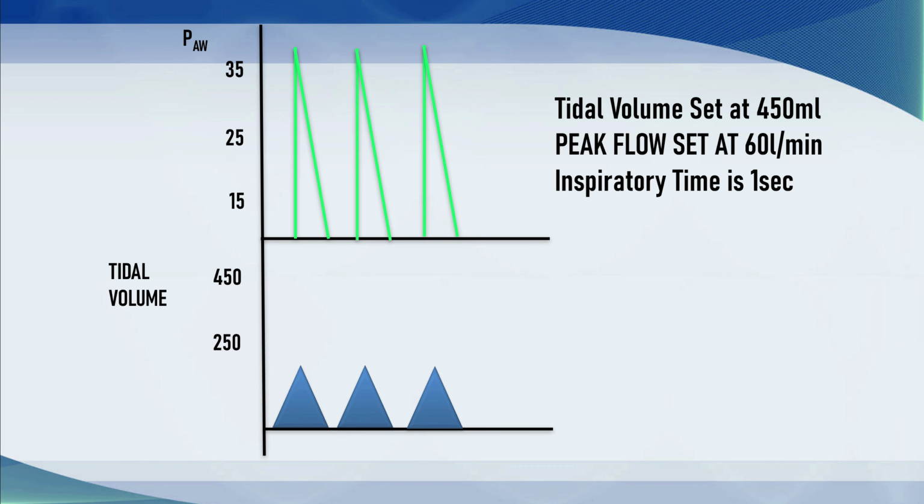And what really happened here is that the patient is pressure cycling. And when it pressure cycles, you can see here that the tidal volume is miserable. You've set up a tidal volume of 450 mils. The patient isn't even getting 250 mils. And the reason why the ventilator is pressure cycling is that 60 liters of flow in 1 second is too much for the patient's airways.